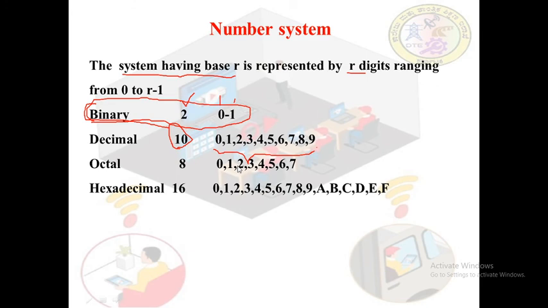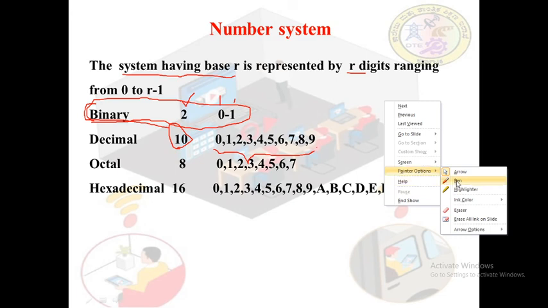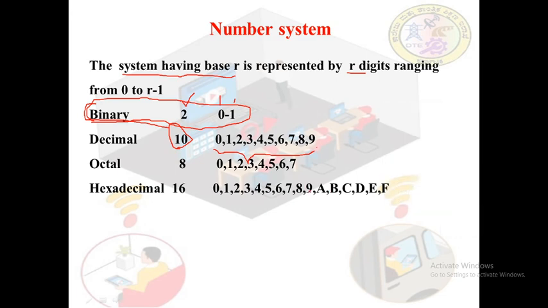Finally we have the hexadecimal number system, having its base 16. Therefore it must be represented by 16 digits ranging from 0 to R minus 1, that is 0 to 16 minus 1, that is 15. But here we don't have a single digit for 15, because after 9 it would again have to be 10, a repetition of these numbers. Hence 10 is represented as A, 11 is B, C, D, E, F until 15. This is the hexadecimal number system.